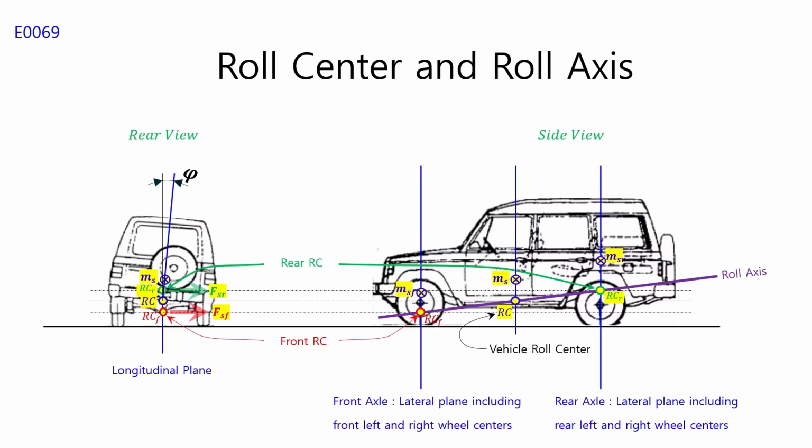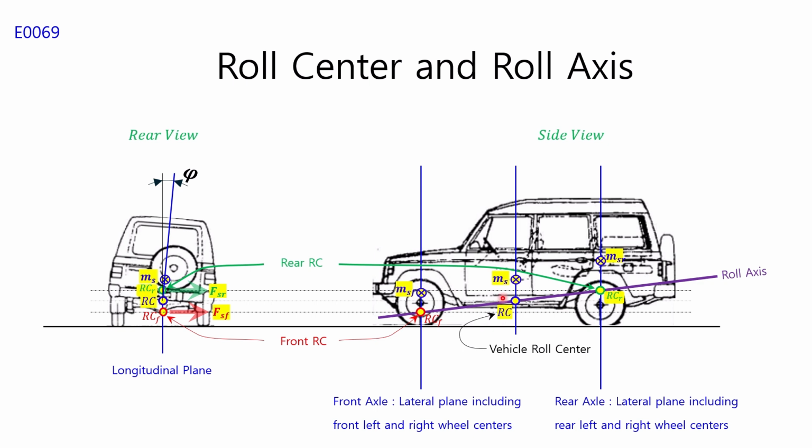Let's review the roll center and the roll axis. The figure here is taken from the previous video E0069, vehicle roll center and the kinematic instant center. The roll center can be found at the front and rear suspensions, respectively. First, the roll center of the front suspension can be found on the lateral cross-section of the vehicle passing through the centers of the front left and right wheels. Similarly, the roll center of the rear suspension can be found on the lateral cross-section of the vehicle passing through the centers of the rear left and right wheels. Therefore, there are 2 roll centers, one for the front suspension and one for the rear suspension.